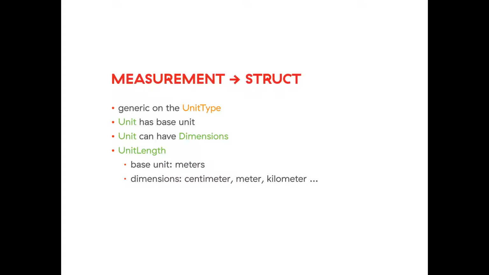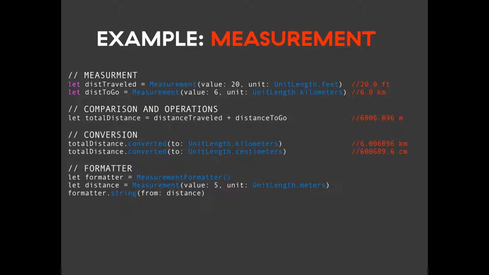So let's take a look at the unit type. The base unit will be meters, and dimensions will be centimeter, meter, kilometer, feet, and everything else. So it's a really nice addition to the Foundation. Using something like this is pretty trivial. You initialize a measurement with a certain value and with the unit type. In this case, let's start with feet, and in another row, let's start with kilometers. They're basically the same representation.